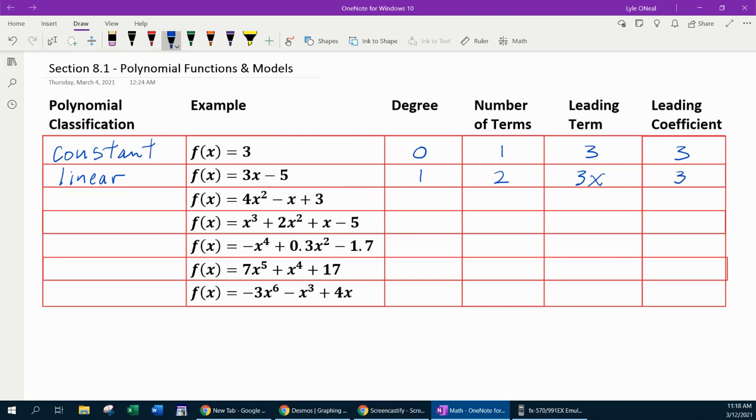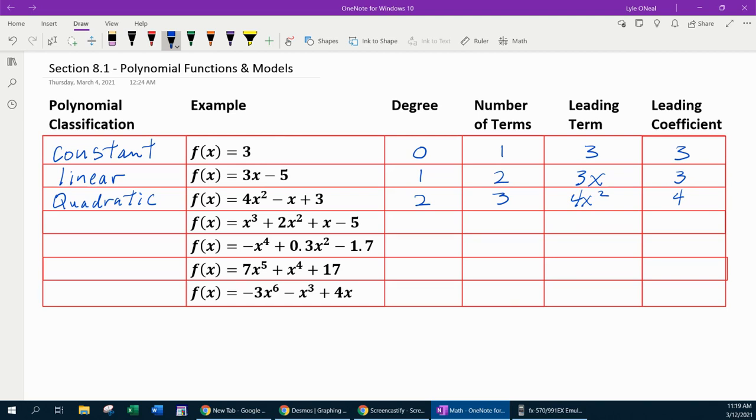Next function is quadratic. So when you have an exponent of 2 as your biggest power, we call that a quadratic function. The degree would be 2, since 2 is the biggest exponent on any variable. This particular polynomial function has 3 terms. Again, the leading term is the term with the biggest power, so the 4x squared would be the leading term, and the leading coefficient would be the 4, the number in front of that term.